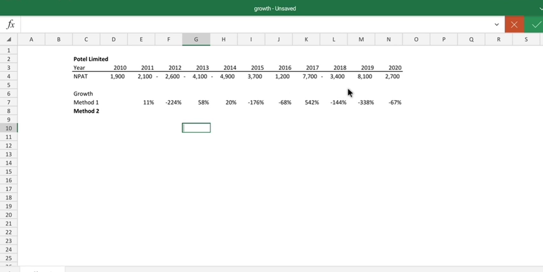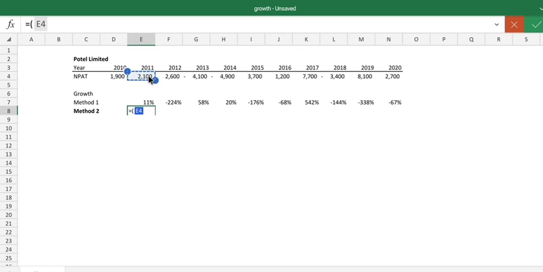Similarly, between 2018 and 2019, there was a growth. We are moving from a loss of 3,400 to a profit of 8,100, but here it is showing a negative 38% growth, meaning it was worsening, but it's not the case. To avoid these pitfalls, that's where the absolute function becomes useful in Excel.